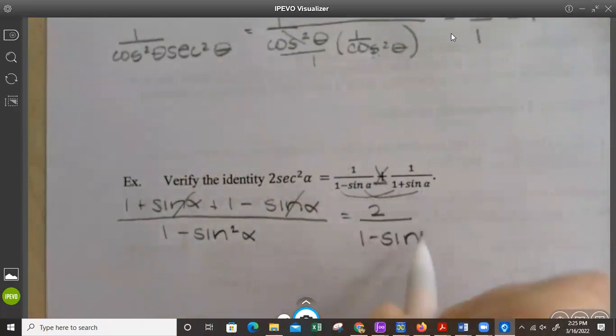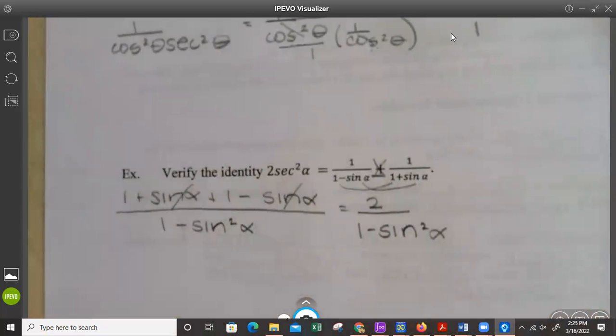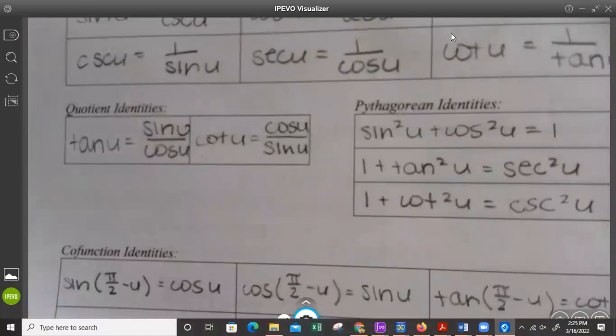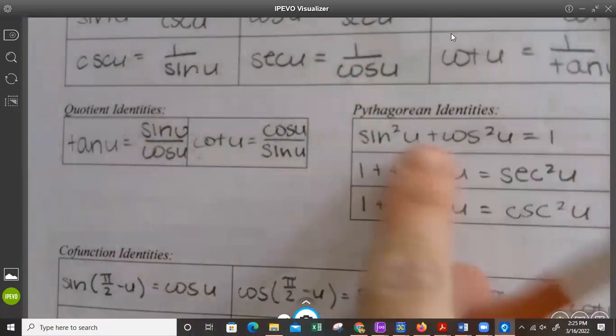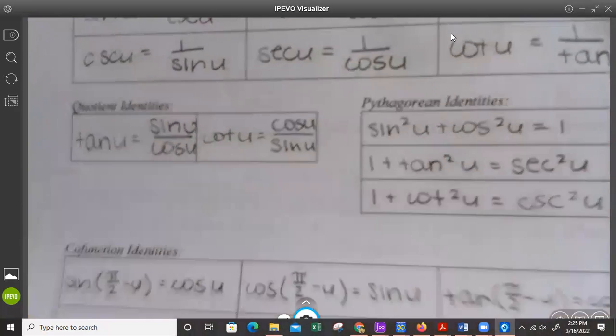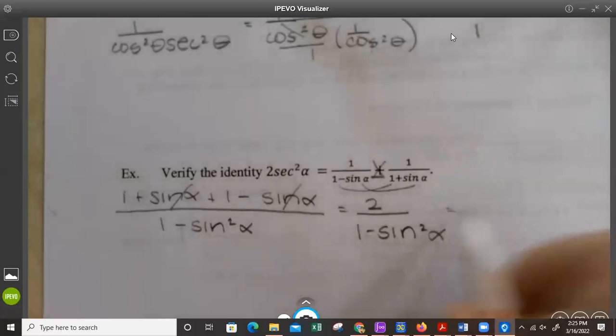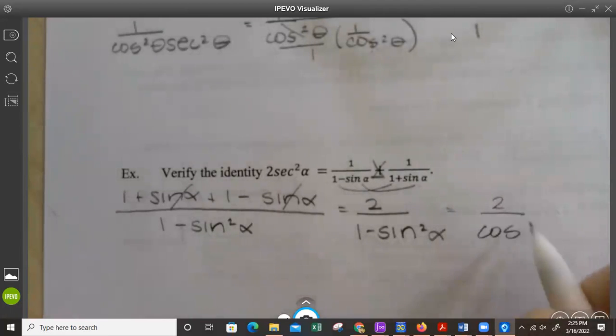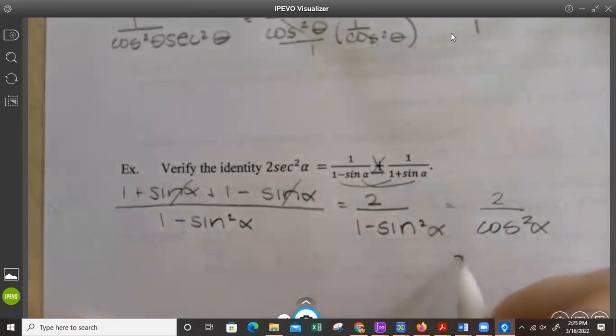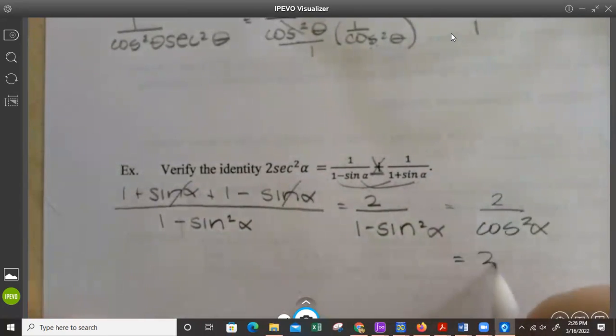What's the hard part about this? The bottom, right? 1 minus sine squared alpha. I saw a 1 and a sine squared. What happens when I do 1 minus sine squared? Cosine squared. So this is 2 over cosine squared. What happens when cosine is on the bottom? I can rewrite it as secant. So 2 secant squared alpha. Now I'm exactly where I need to be.